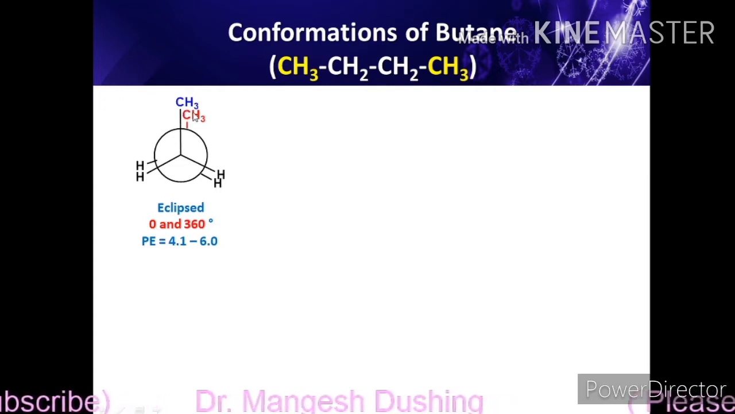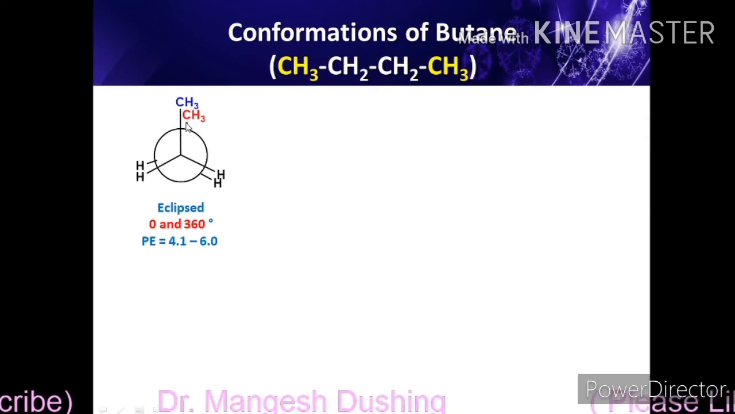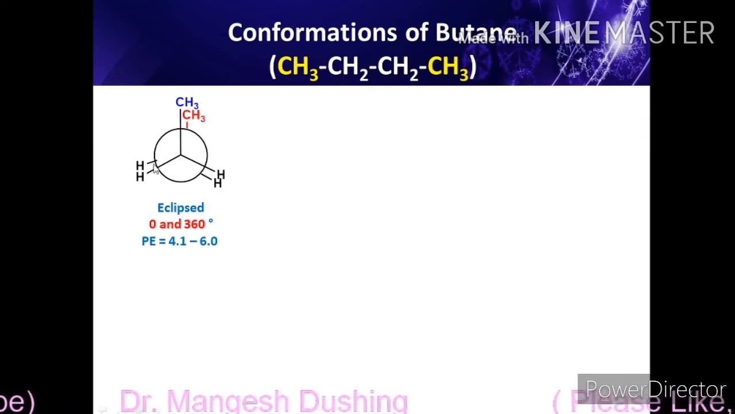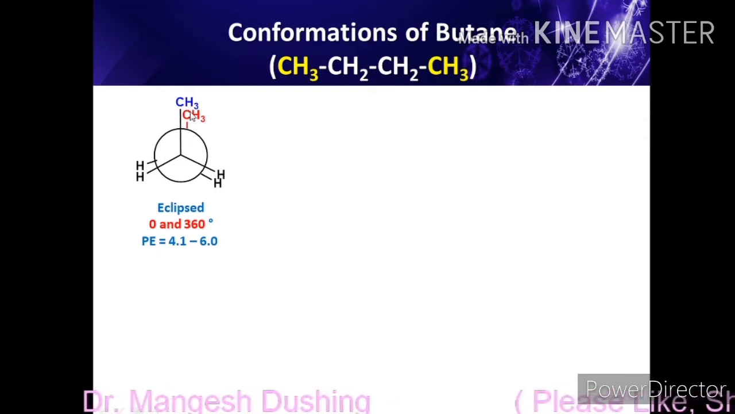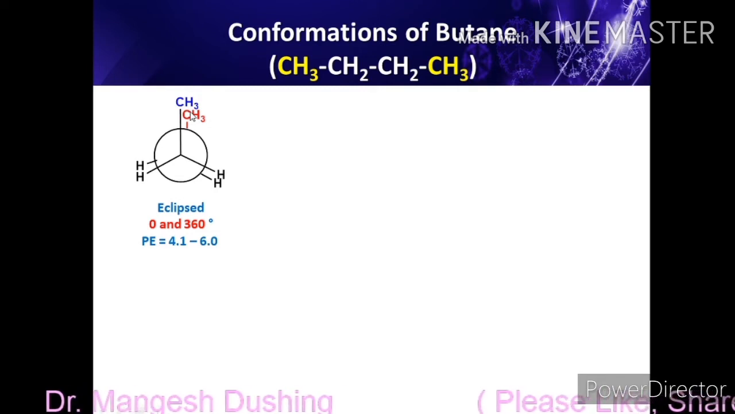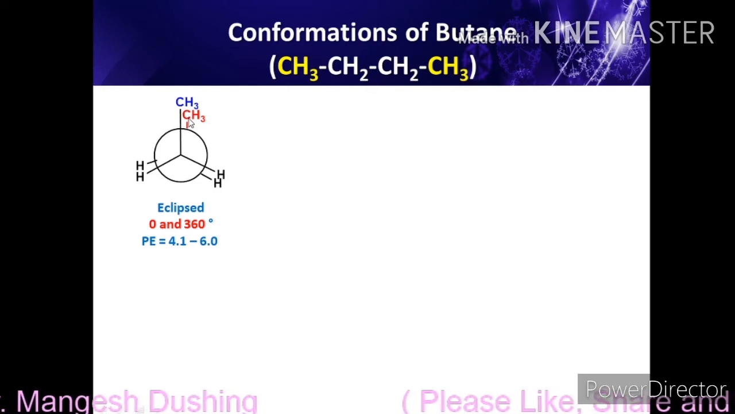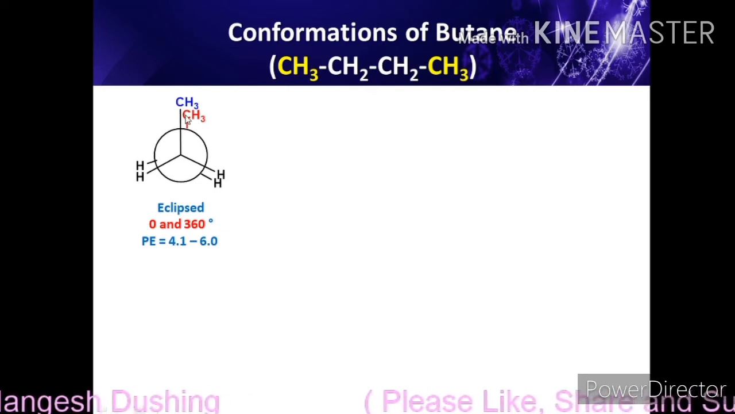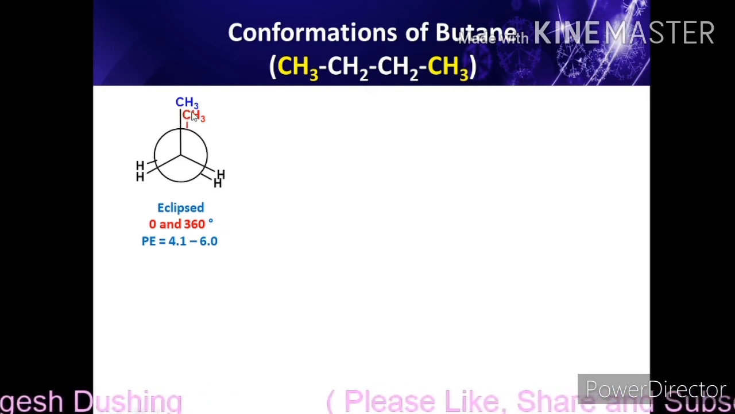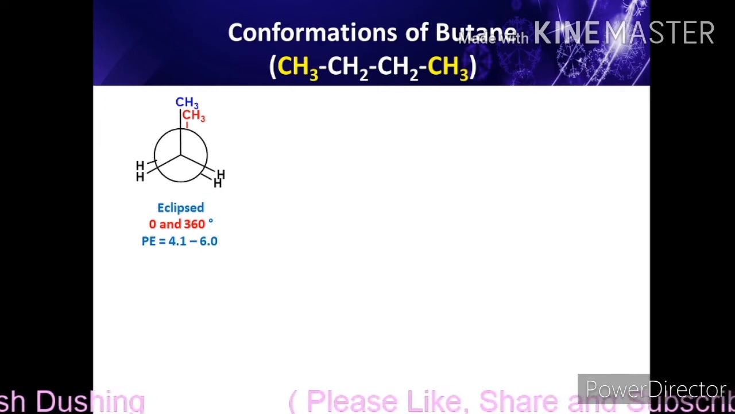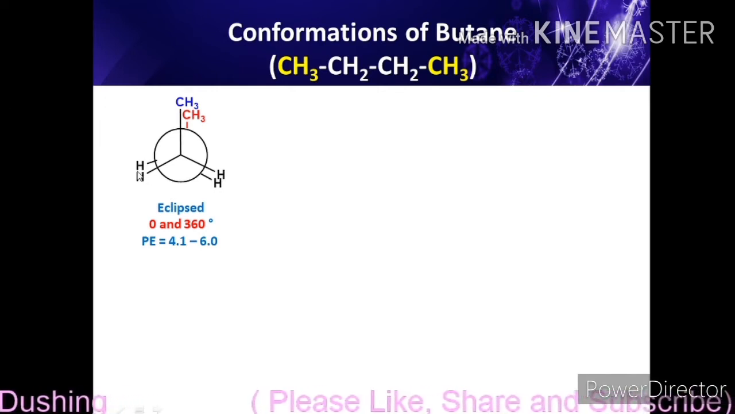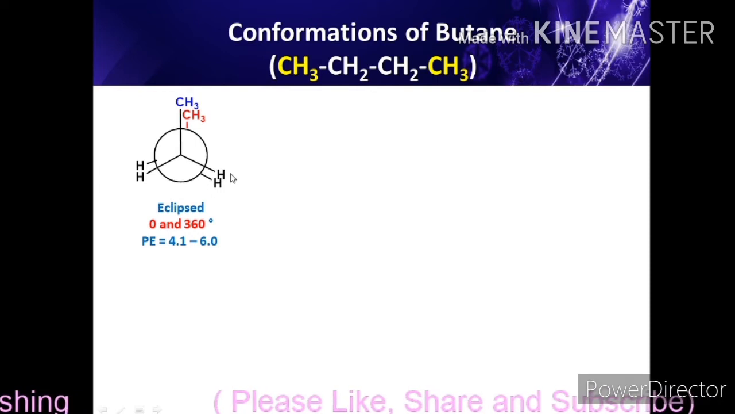As these two bonds are parallel, the torsional strain increases. Methyl groups are bulkier, so the torsional strain is increased more. If methyl and methyl are eclipsed, energy rises around 2.1 to 4 kilocalorie per mole, as we saw in the last video. If hydrogen and hydrogen are eclipsed, energy increases by 1 kilocalorie per mole.